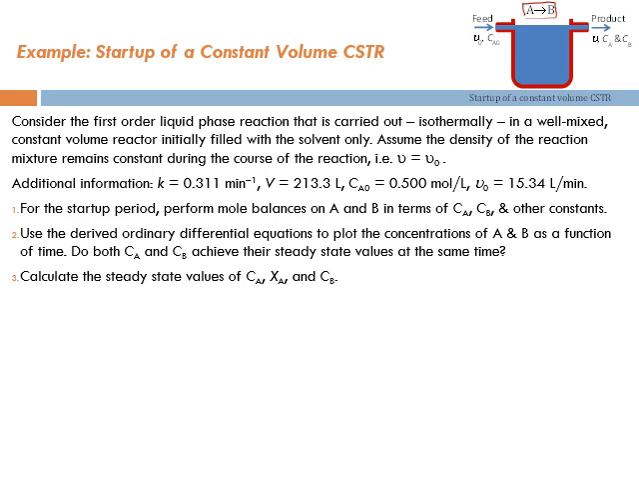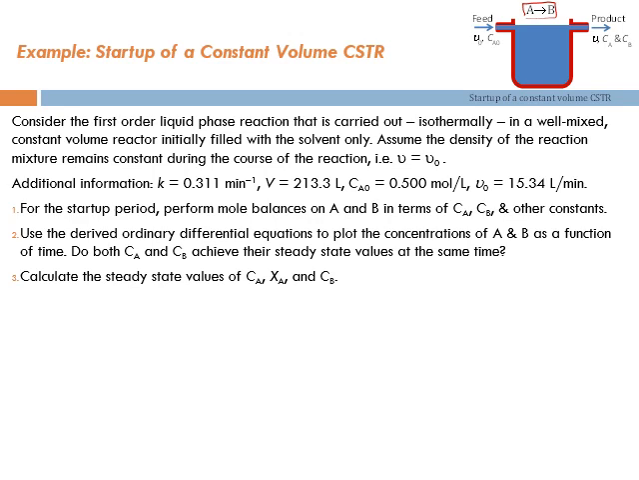Calculate the steady state values of Ca, Xa, and Cb. At steady state, how would you calculate this? Well, you have many options. First of all, at steady state, dCA by dt equals 0. So you can set it to 0 and then solve for Ca to get the steady state Ca. You can do the same for Cb. What about X? If you know Ca at steady state, you can calculate Xa from Ca and Ca naught.